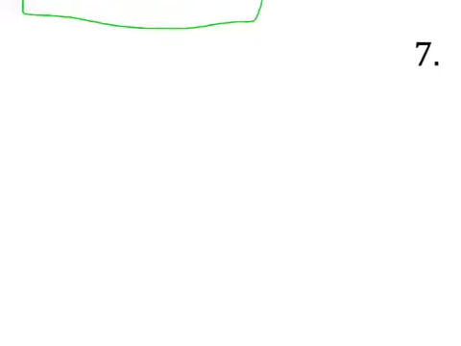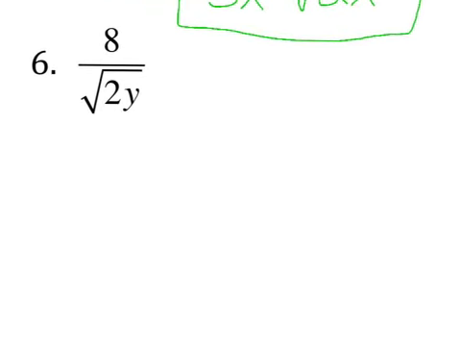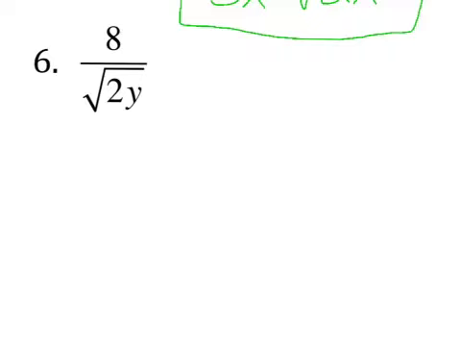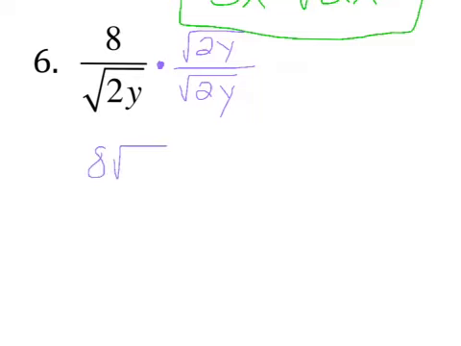All right, moving back over to number 6. We have 8 over the square root of 2y. So, as you remember, we are not allowed to leave square roots in the denominator. So, to get them out of the denominator, what we do is we multiply by the square root of 2y over the square root of 2y. Notice that we have to have two of them, one on the top and one on the bottom. So, in the numerator, we're going to get 8 times the square root of 2y over, and then as you remember, the square root of 2y times the square root of 2y is just regular 2y.